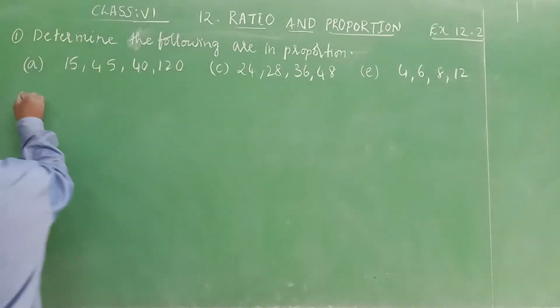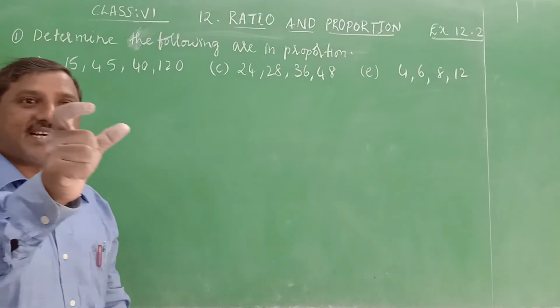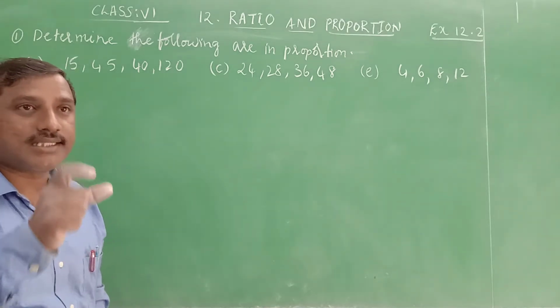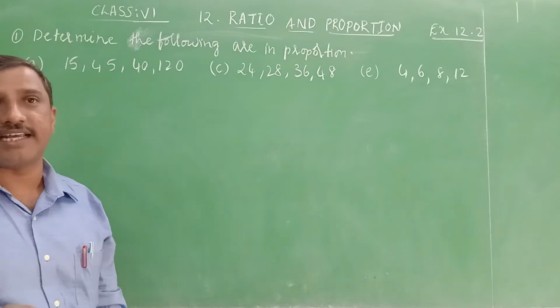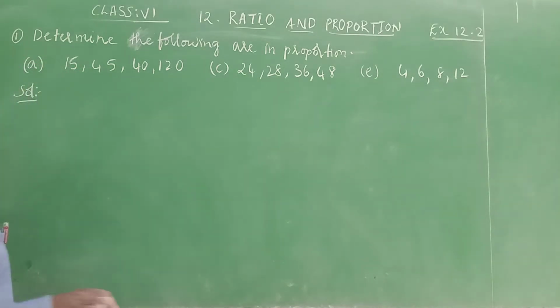So how do we check whether they are in proportion or not? Find the ratio of the first term and second term, and the third term and fourth term. If the ratios are the same, yes, they are in proportion. Otherwise, they are not in proportion.